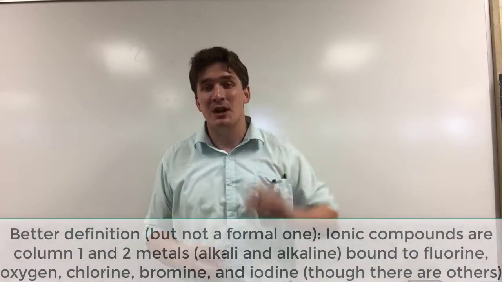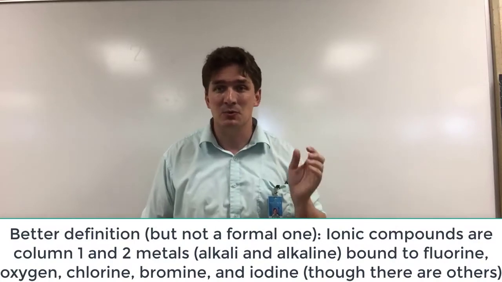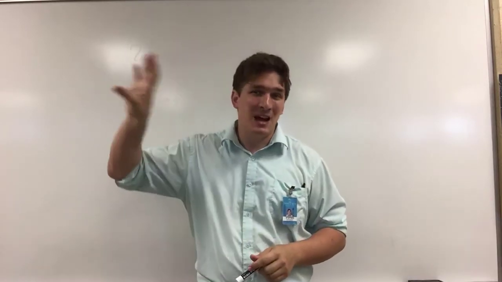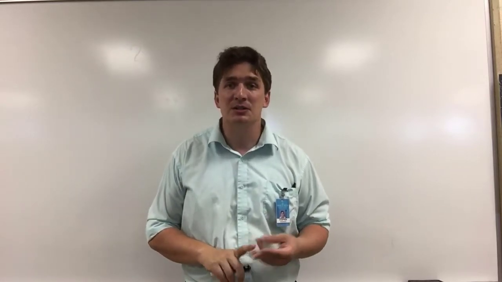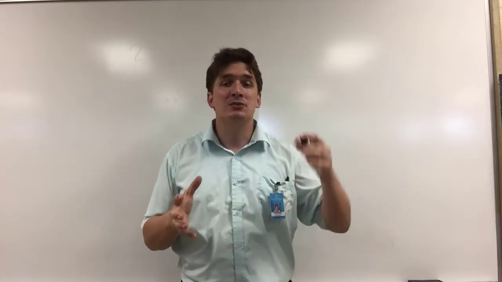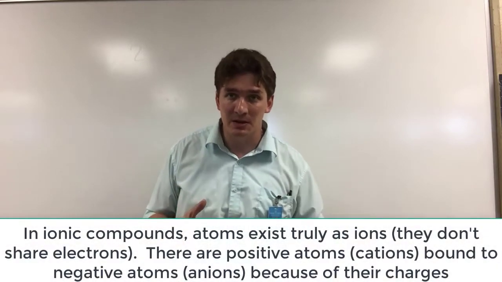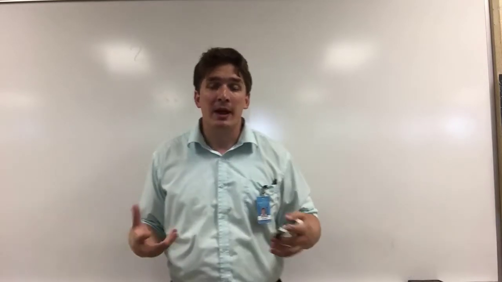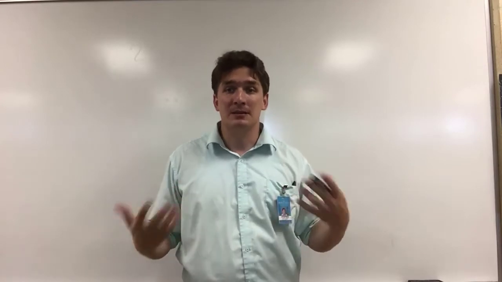Column 1 and most of the column 2 metals, so lithium, sodium, potassium, rubidium, strontium, beryllium, magnesium, bound to something on the top right part of the p block. So chlorine, fluorine, oxygen, something like that. In these types of compounds, we have a truly positive atom, which is the metal, bound to a very negatively charged atom, which is the nonmetal. We have true charge separation, we have ionic bonds.